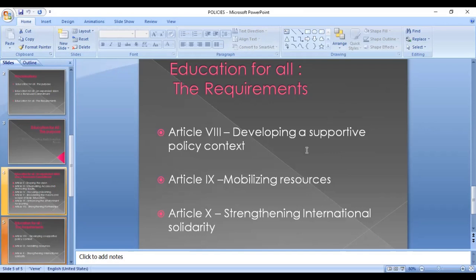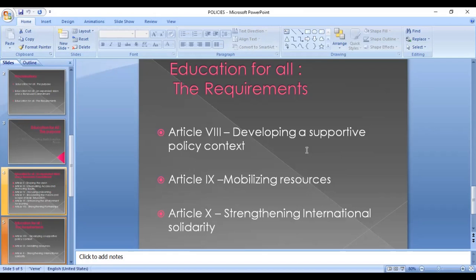So first of all, we need a supportive policy. Until and unless a policy is framed, no one is going to follow that. Yes or no? If policies are framed, then only something can be implemented, so something can be brought out into action form. Yes or no? So developing a supportive policy is very important.